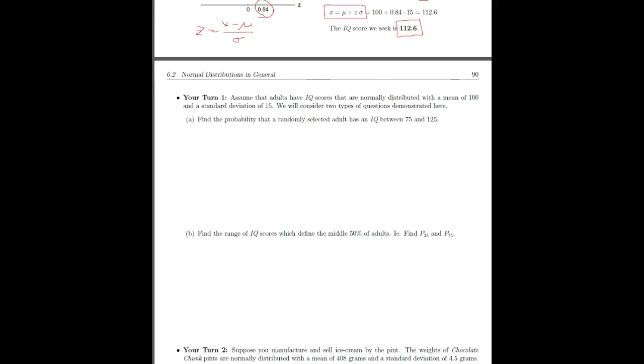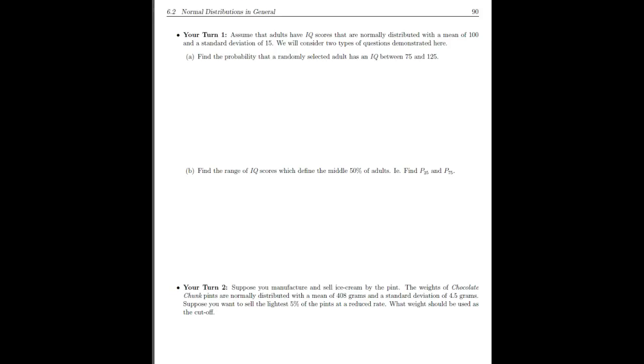All right, on to the next page. Your turn. Why don't you try this one yourself? Pause the video and give this example a try, and then when you press play, you can take a look at my solution and see if it matched yours.